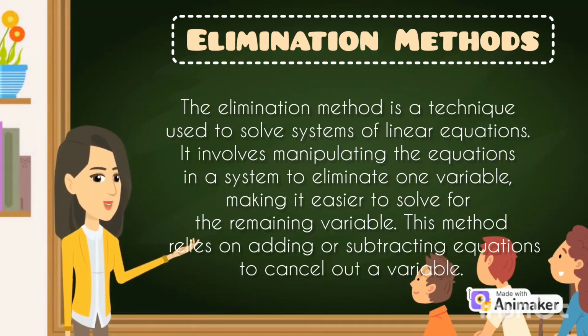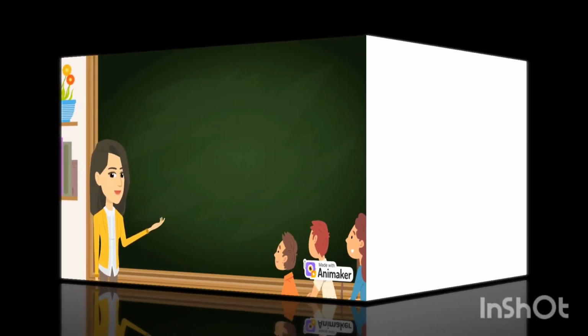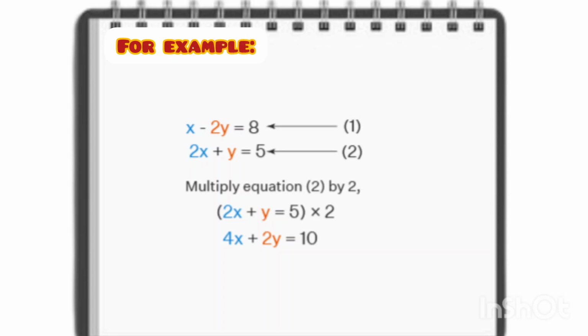It is a technique used to solve systems of linear equations. It involves manipulating the equations in a system to eliminate one variable, making it easier to solve for the remaining variable. This method relies on adding or subtracting equations to cancel out a variable. So we have here an example. We have x minus 2y equals 8 and 2x plus y equals 5.